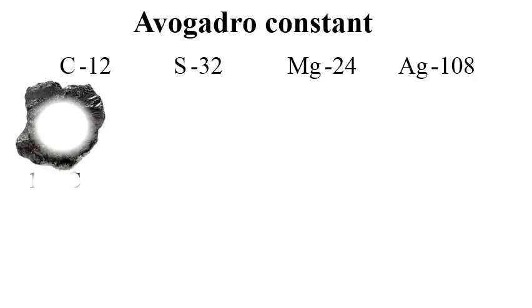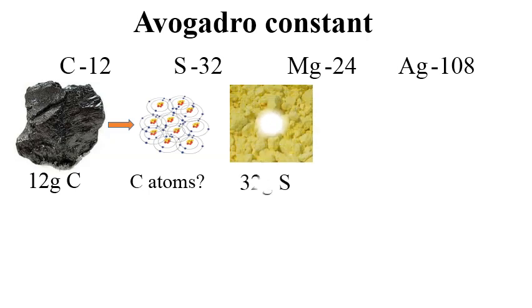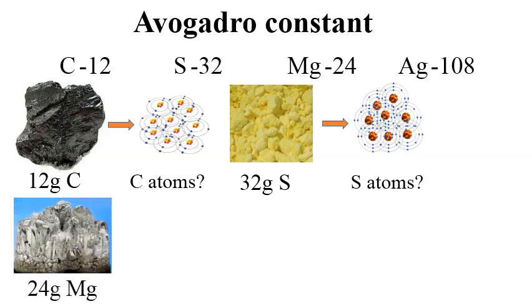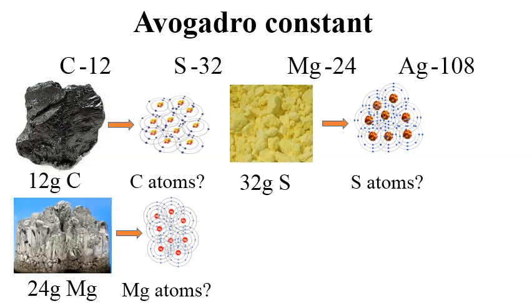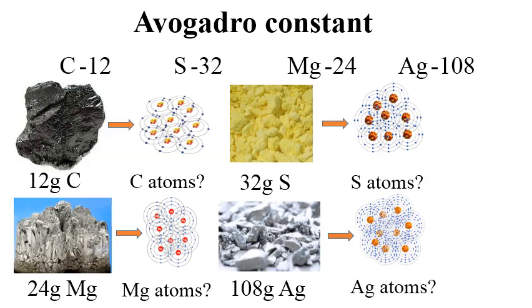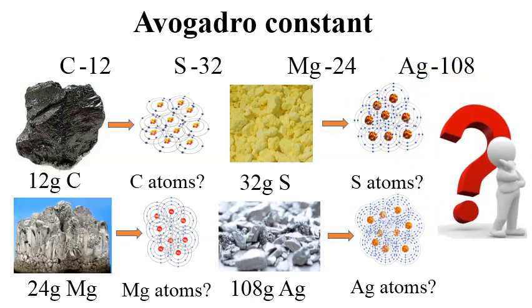Now imagine if you take exactly 12 grams of carbon, how many carbon atoms will it contain? If you take 32 grams of sulfur, how many sulfur atoms will it contain? If 24 grams of magnesium is taken, how many magnesium atoms will be available? If 108 grams of silver is taken, how many silver atoms would there be? Do you have any idea of this?